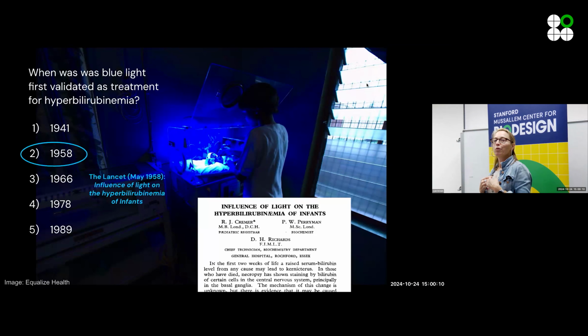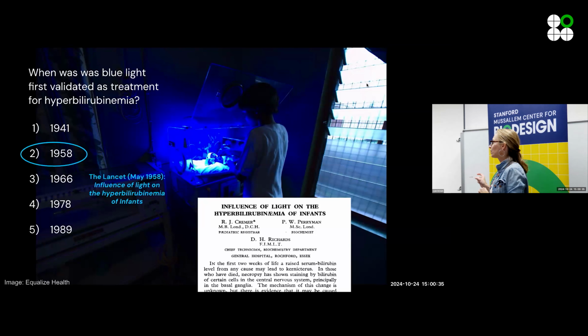And several of the leading experts on jaundice are actually here at Stanford. Dr. Vinod Bhutani, who recently retired, when he talks about the history of jaundice, this is the first paper by Dr. Kramer, Richards, and Perryman. And he likes to call it the first ever jaundice biodesign team because Kramer was a doctor, Perryman was a biochemist, and Richards was an engineer.